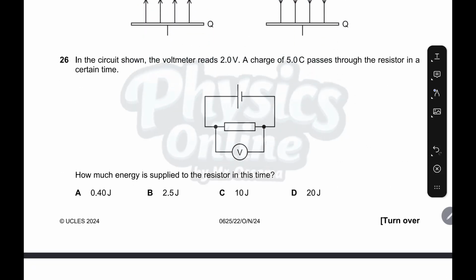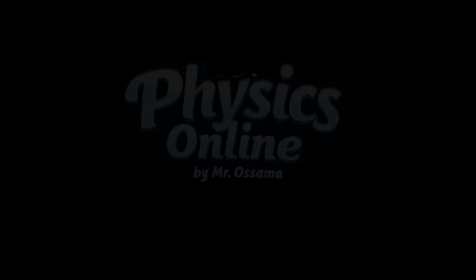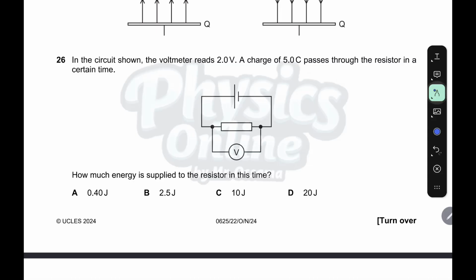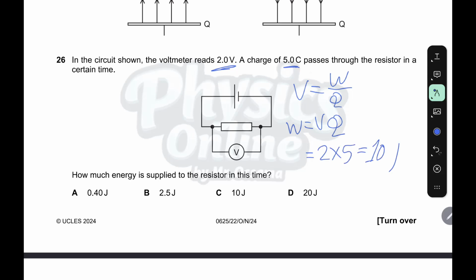In the circuit shown, the voltmeter reads 2 volts. A charge of 5 coulombs passes through the resistor in a certain time. How much energy is supplied to the resistor in this time? Energy or work: V equals W over Q. So the energy or work equals V times Q. V here is 2 times Q, 5, equals 10 joules.